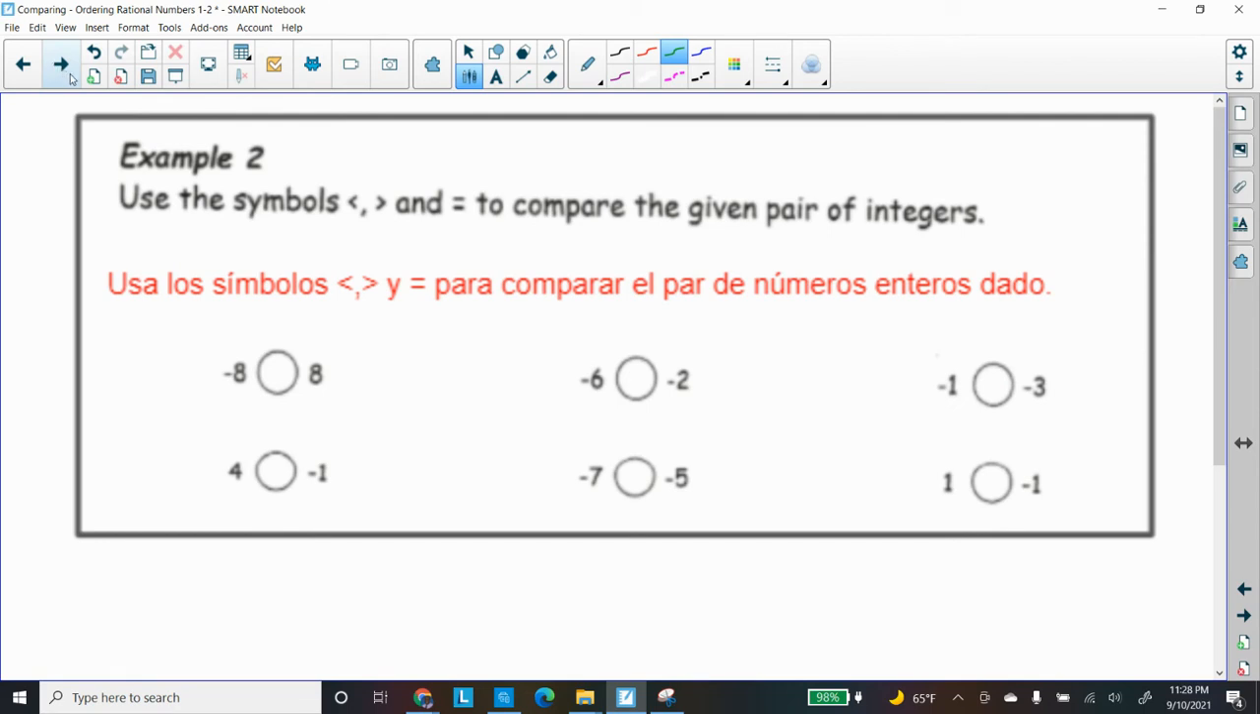All right, here's some more examples. We're going to use the symbols less than, greater than, or equal to compare the given pairs of integers. So let's do a couple of them, see if you remember our trick. So -8, and I'll put a dollar sign there, and 8. They look alike, but remember, -$8 and having $8 are two different things. If you owe somebody $8 or you lost $8, that's bad. The $8 that I have is much better, or greater than that. So I'll put the less than symbol for that.